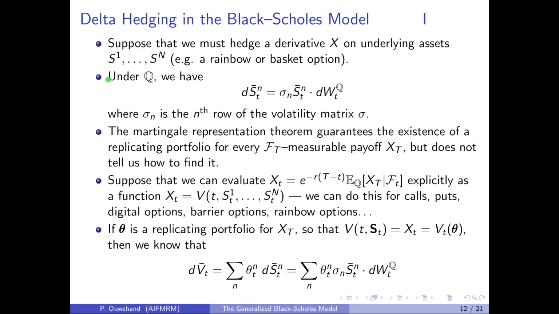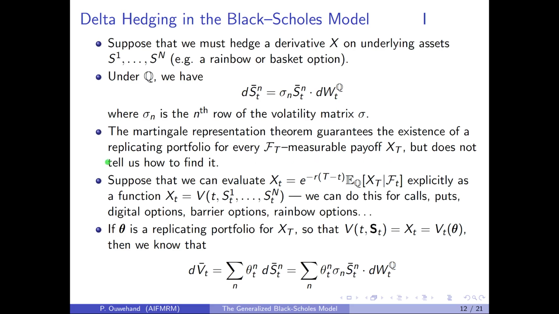Now, under the risk-neutral measure Q, the dynamics of the discounted asset prices are given as follows, where sigma n is the nth row of the volatility matrix, and W is a multidimensional Brownian motion. By the martingale representation theorem, there is a replicating portfolio for every F_T measurable payoff X_T. However, the martingale representation theorem does not tell us how to find such a replicating portfolio.